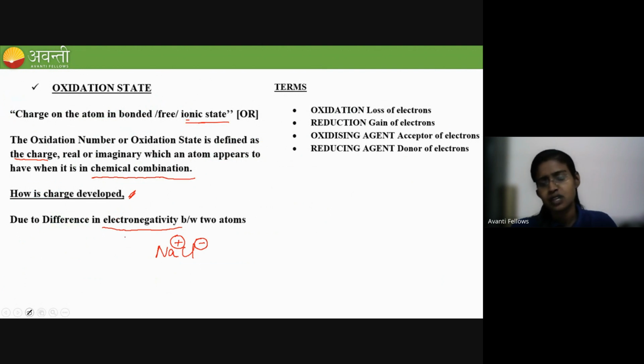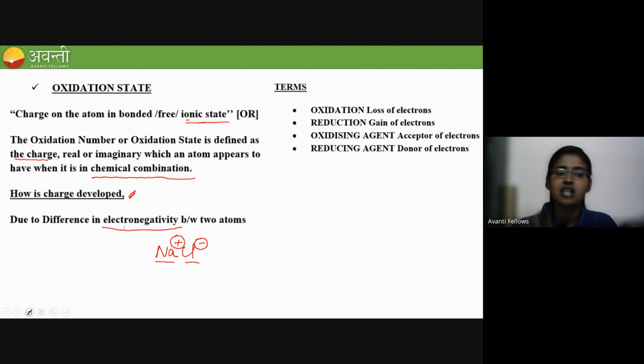Who is more electronegative here between sodium and chlorine? Students, can you tell me which element is more electronegative, sodium or chlorine? Very good. Chlorine is more electronegative. So what will the more electronegative atom do? It will try to pull the electron towards itself, right? So it always acquires the electron, and it takes the negative charge. This is how a charge is developed between the two atoms.